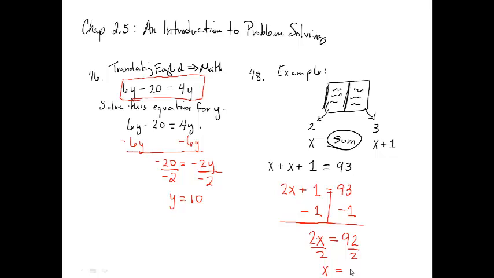And you end up with x equals 46. So one of the page numbers is 46, which means x plus 1, the other page, has to be 47.